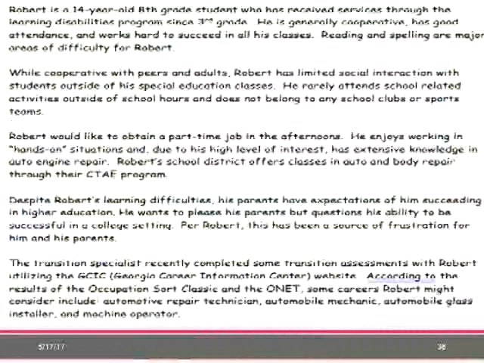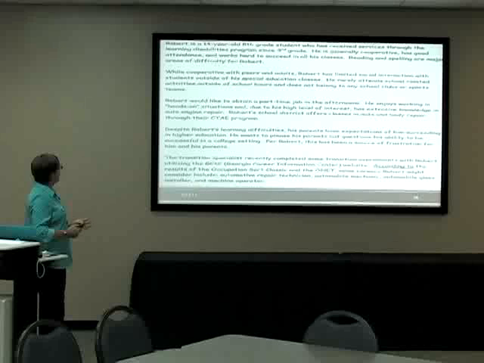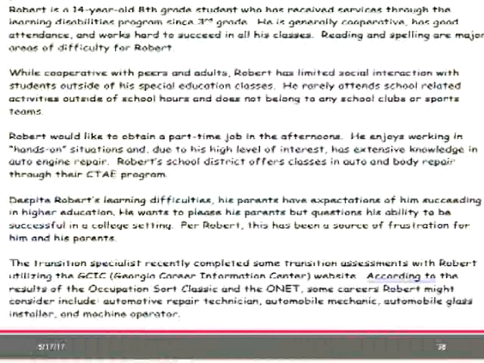Robert is a 14-year-old 8th grade student who has received services through the Learning Disabilities Program since the 3rd grade. He is generally cooperative, has good attendance, and works hard to succeed in all his classes. Reading and spelling are major areas of difficulty for Robert. While cooperative with peers and adults, Robert has limited social interaction with students outside of his special education classes. He rarely attends school-related activities outside of school hours and does not belong to any school clubs or sports teams.